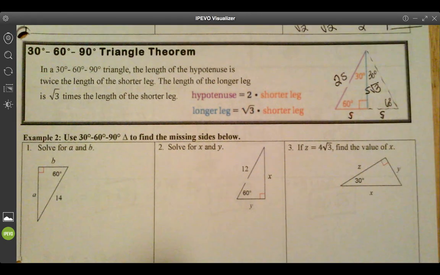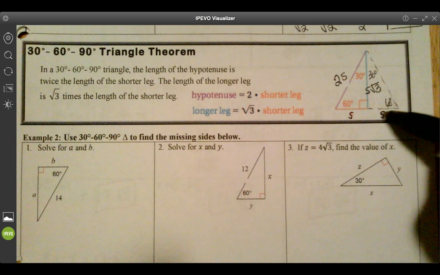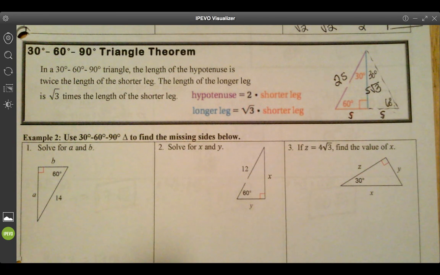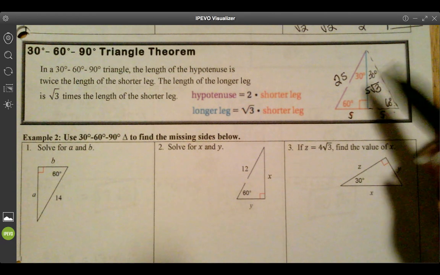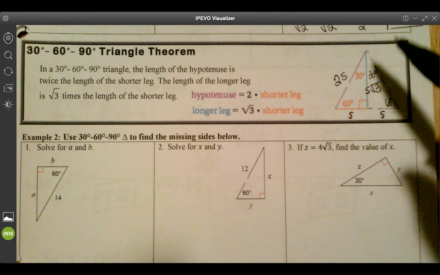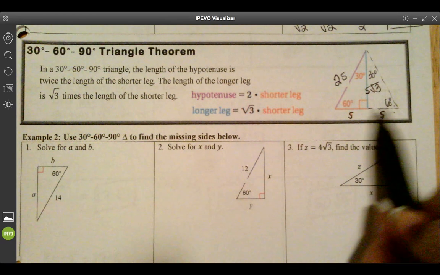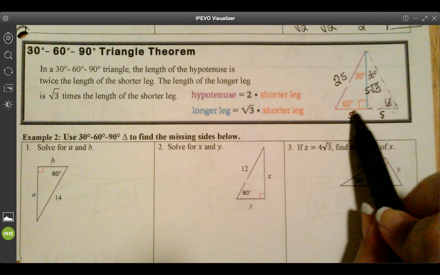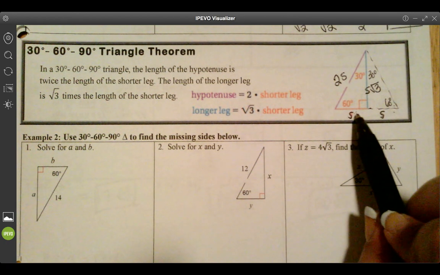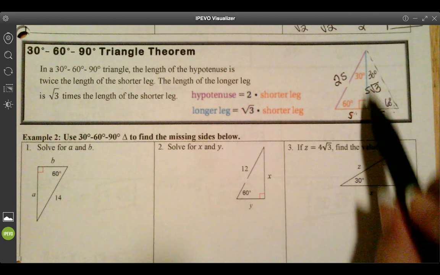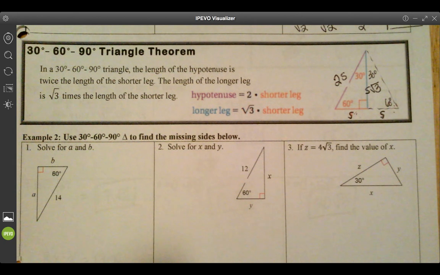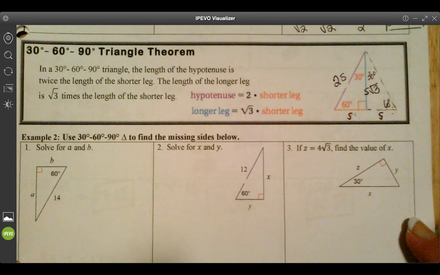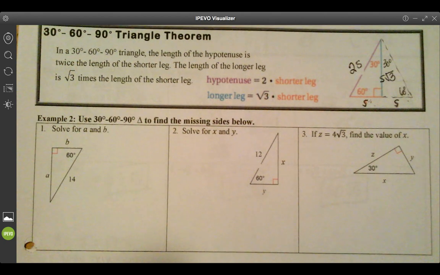However, I find it most helpful to just always draw in the other half of the equilateral triangle. That way we're not mixing up which side is which. It's a lot easier, at least for me, to see that if I have the other half of my equilateral triangle, then this side is the one that was cut in half. So s and 2s, and the one on the inside of that triangle is the one with the square root of 3. So let's look at a few examples. We'll do these ones together.